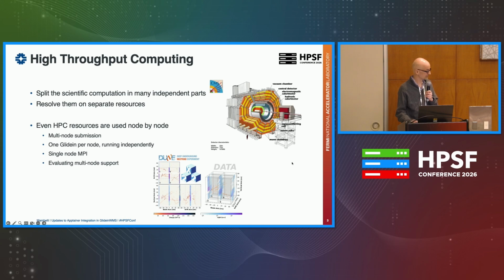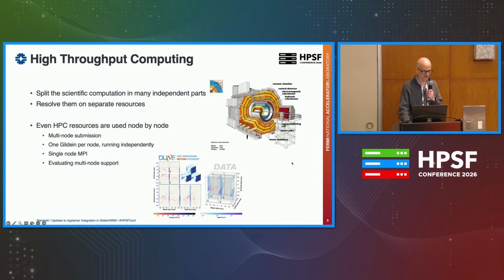So the HPC resources also are used mainly node by node. We do multi-node submission and support all the primitives, but then the Glideins run independently on each node, and they provide the setup, the monitoring, and the communication. The MPI is run only on a single node, right, using in-memory MPI. We recently had requests from some groups to add support also for multi-node MPI, but it's difficult with the current backend that we use.